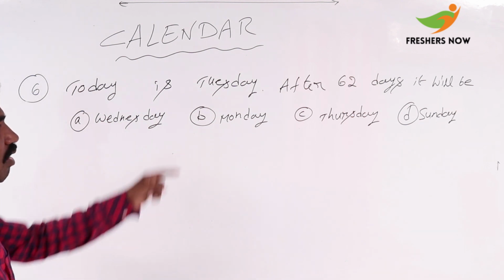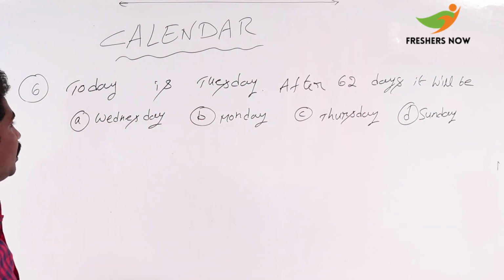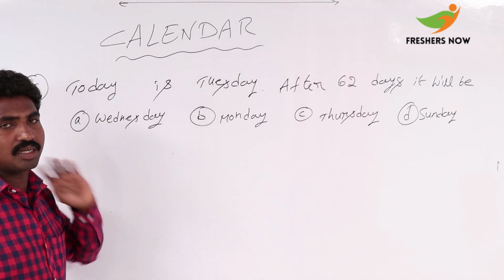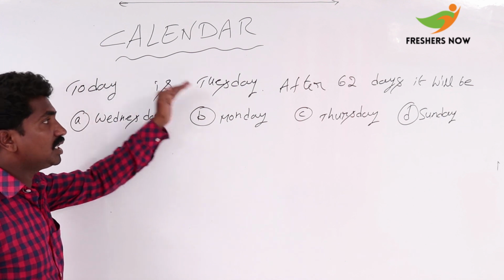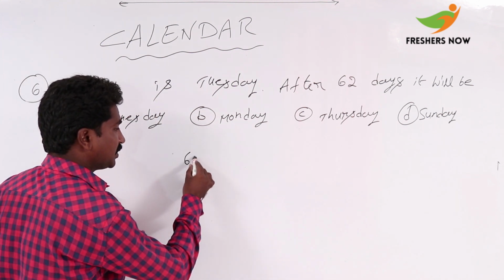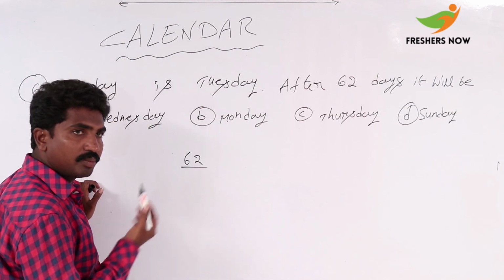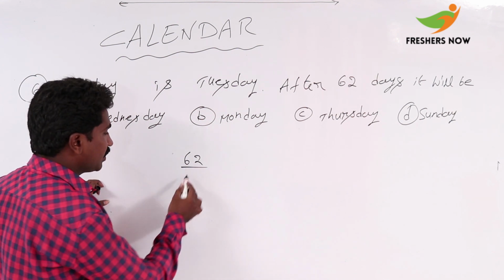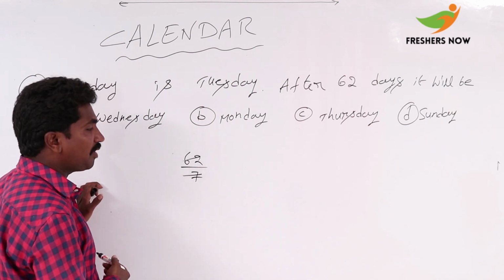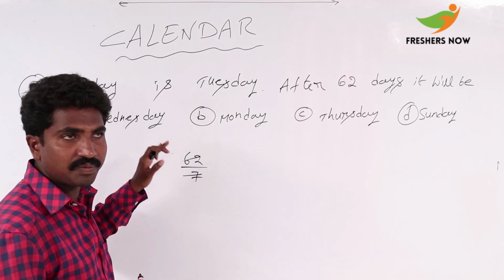Today is Tuesday. After 62 days it will be. He has given options Wednesday, Monday, Thursday, Sunday. If today is Tuesday, after 62 days, here after 62 days he is asking. We find how many odd days are there. Now I am dividing with 7 because for 1 week 7 days. 7 8s are 56.